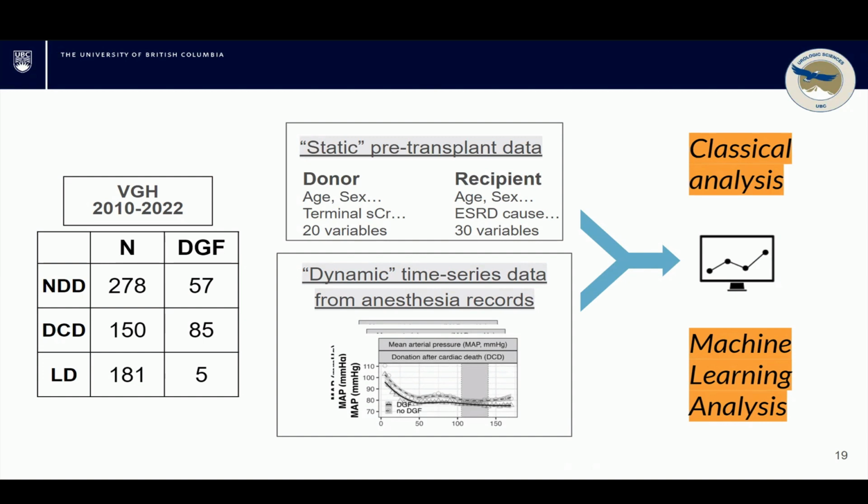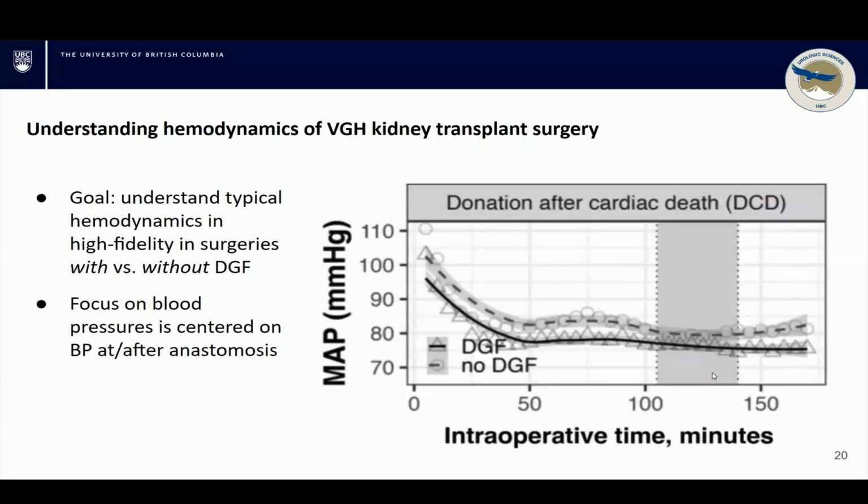We then fed this into two main pathways of analysis, what we call a classical pathway and then also a machine learning pathway, where we use ML techniques to actually make our insights. So we'll talk about the classic analysis first.